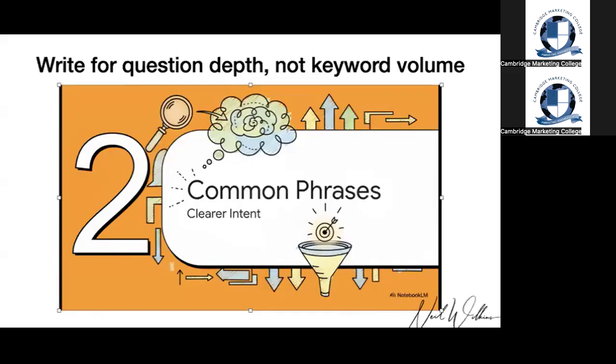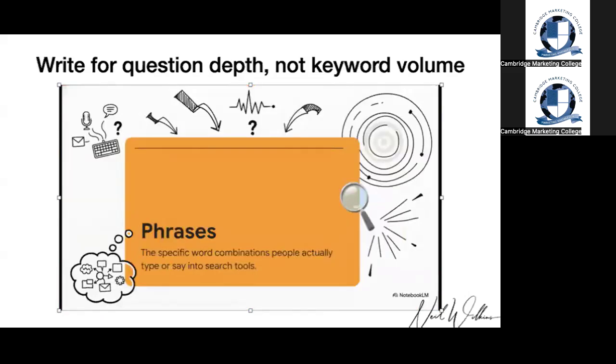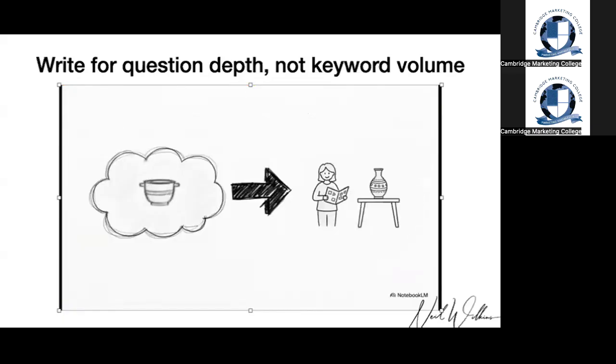This is where we can actually start to see what the user is trying to accomplish. So, next up, we have phrases. These are the specific combinations of words that people are actually typing or saying into a search bar. We've moved beyond a single fuzzy concept and into the territory of a real question or a defined need. The jump in clarity here is just massive.